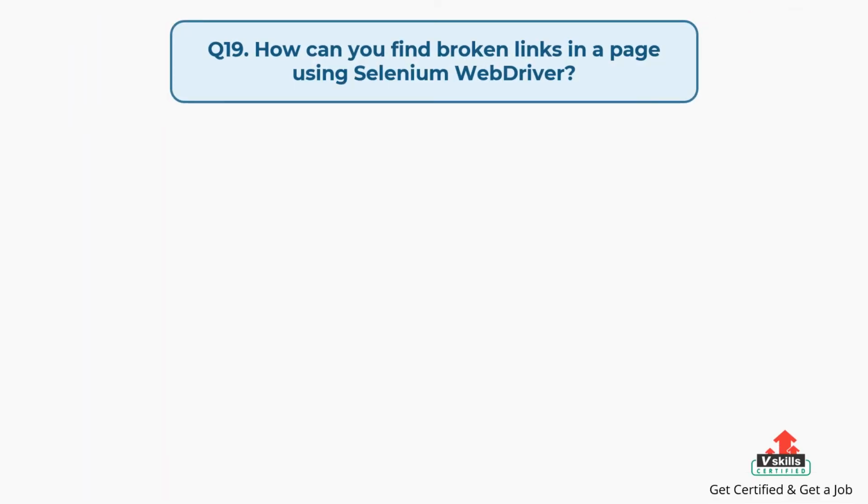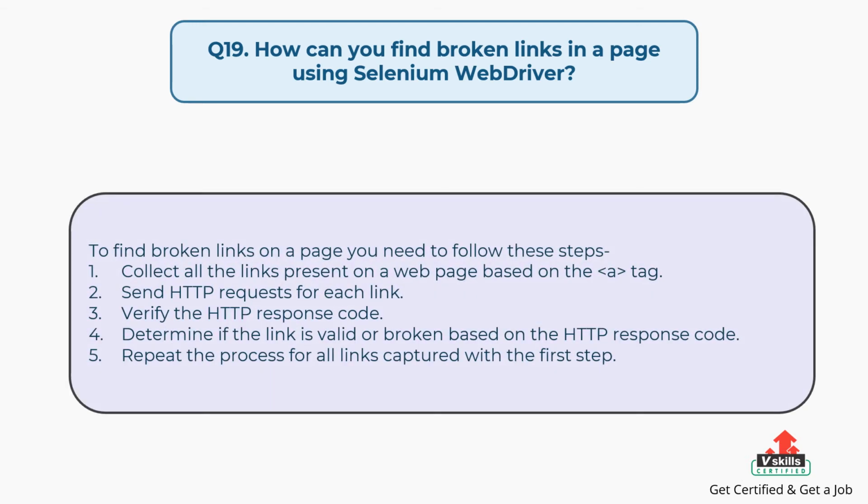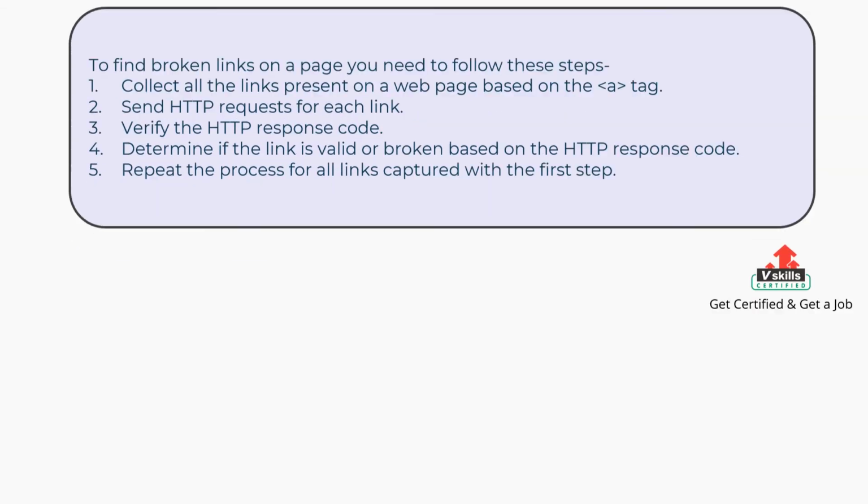Question number 19. How can you find broken links in a page using Selenium WebDriver? The answer is, to find broken links on a page you need to follow these steps. Collect all the links present on a web page based on the A tag. Send HTTP requests for each link. Verify the HTTP response code. Determine if the link is valid or broken based on the HTTP response code. Repeat the process for all links captured with the first step.